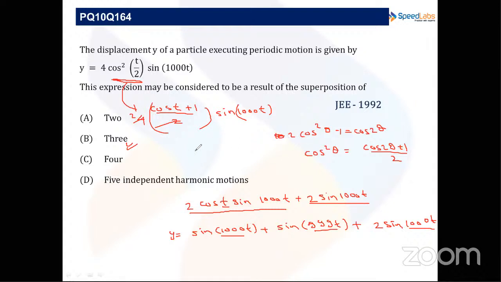This is three SHM combined together. Is there any confusion? See, it can't be split further, right? We got the simplest one. Just always try to split into sine and cos different terms.